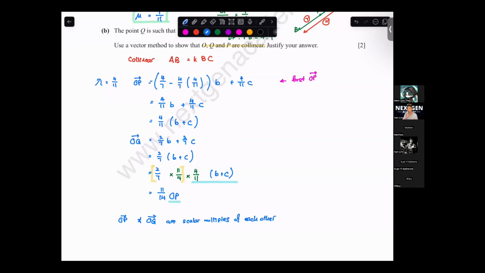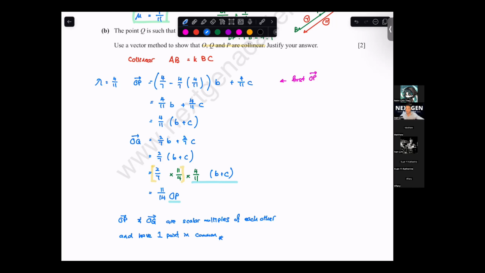These scalar multiples are actually also used to prove parallel lines. How do we know that they are collinear and have one point in common? Congratulations. It is not OQ equals 11 over 14 OP. Then what is it?